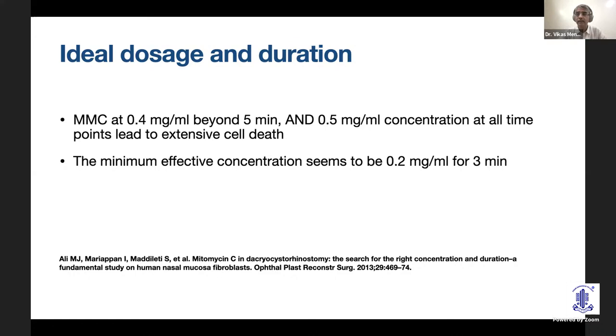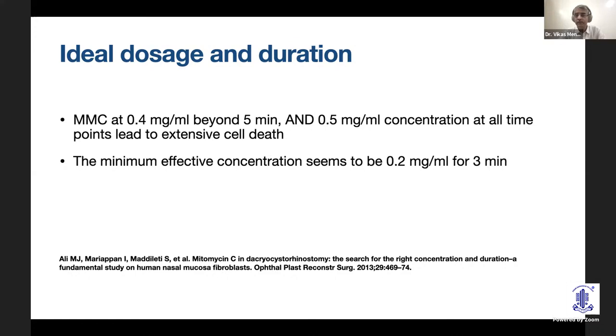Now, what happens if there is more cell death? There will be more tissue necrosis, there will be more subsequent fibrosis, and there will be more irregular healing, which can impact your ostium. And they also found that the minimum effective concentration seems to be 0.2 milligram per ml for 3 minutes.